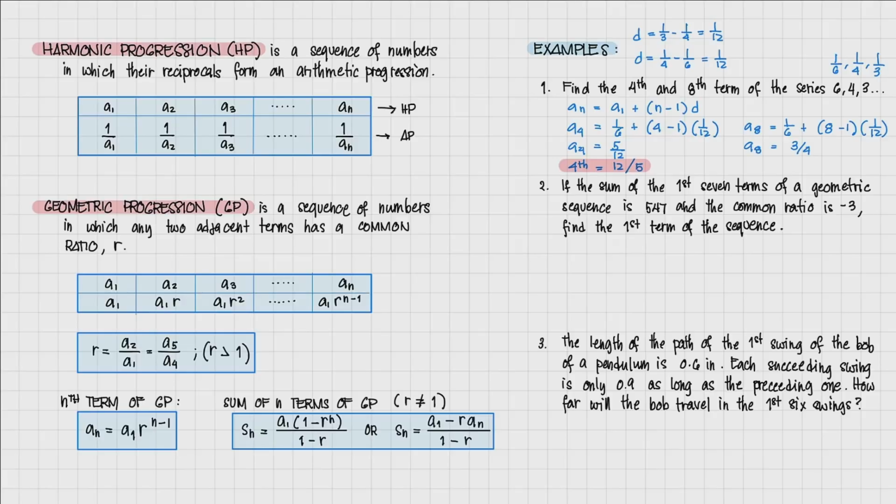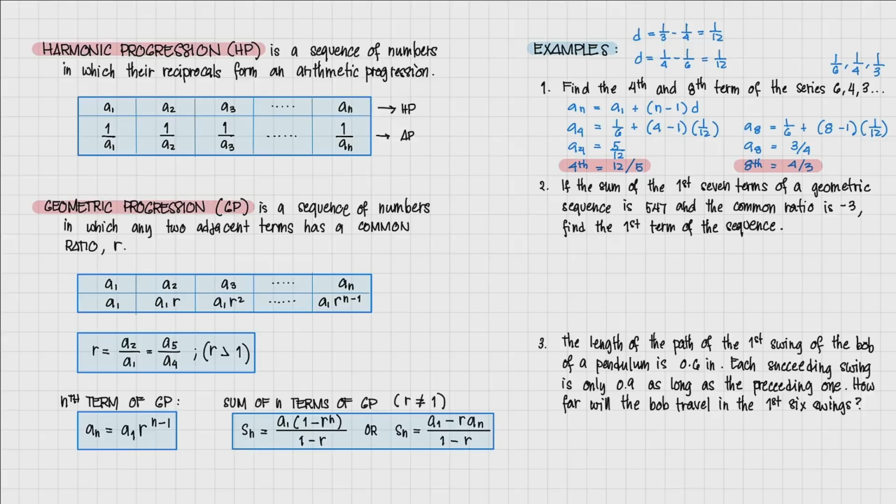So convert natin siya. We will just get the reciprocal of this one. So the 8th term is just 4 over 3. And that's the final answer for part 2 of our first example.